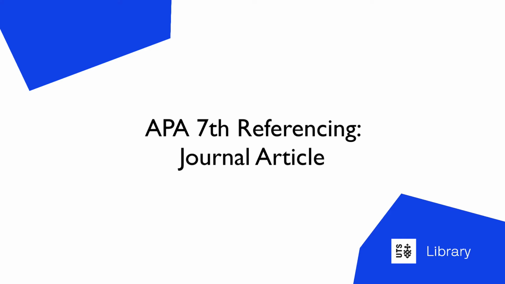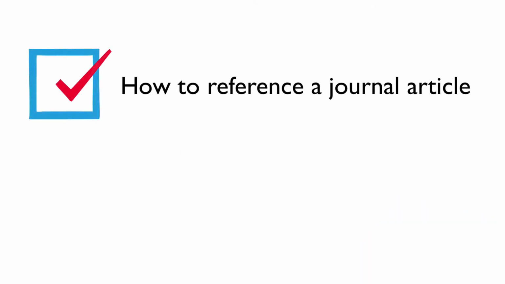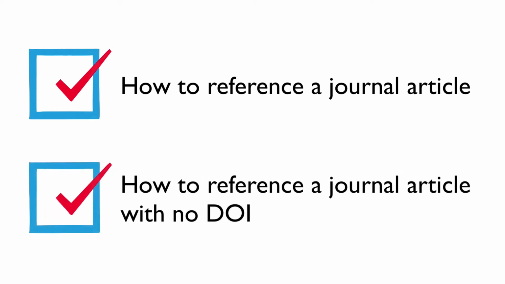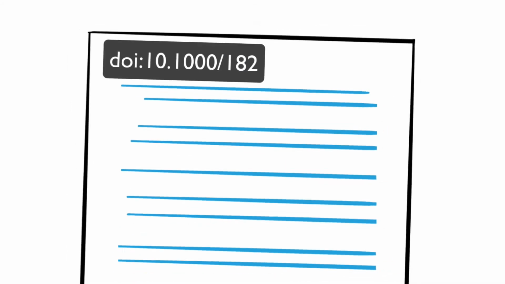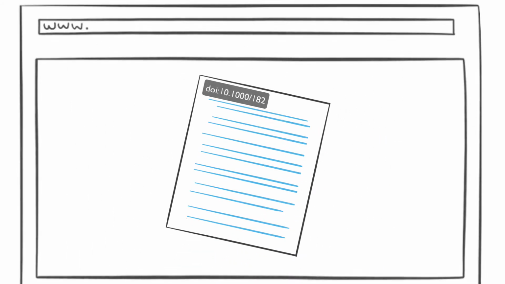Hello and welcome to UTS Library's tutorial on referencing a journal article using the APA 7th style. In this video, we'll show you how to reference a journal article and what to do if your article doesn't have a DOI number, which is a number that identifies a particular document and helps the reader find it online.